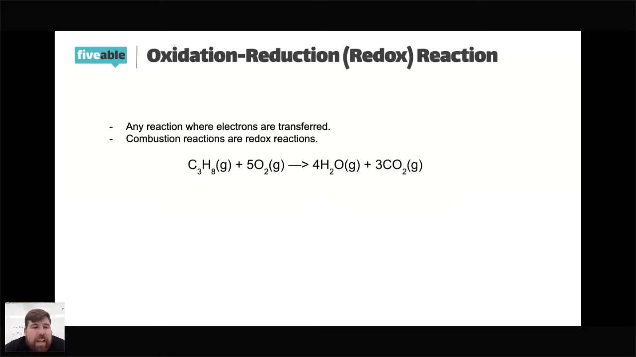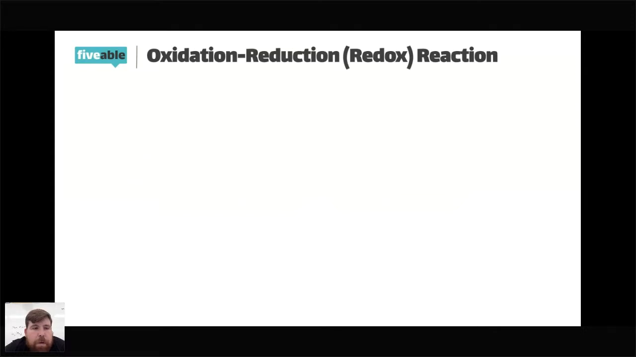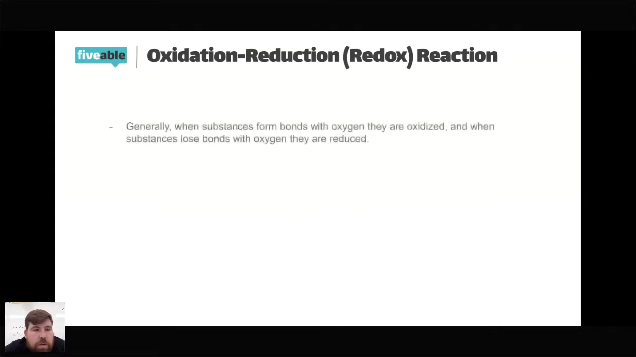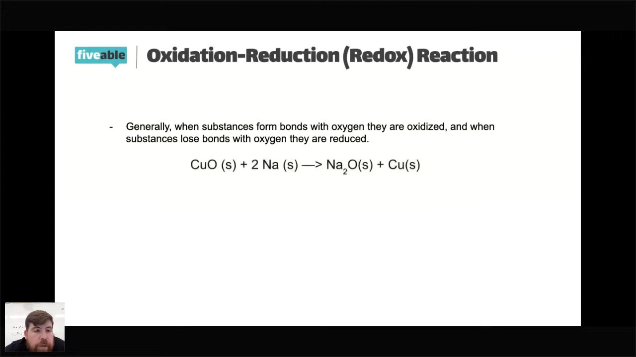Now, a cool little thing that I want you to think about: when things form bonds with oxygen, they actually become oxidized. So that's where that word comes from. Oxidization is when things form bonds with oxygen. So keep that on the back of your mind. It's not always true, but like 95% of the time when something forms a bond with oxygen, it itself is being oxidized. So for example, if I have copper oxide reacting with sodium, sodium will actually become oxidized when it forms a bond with oxygen.